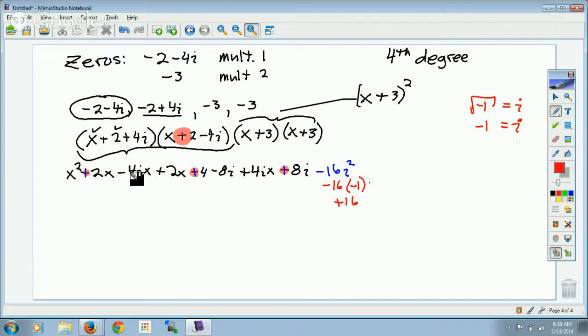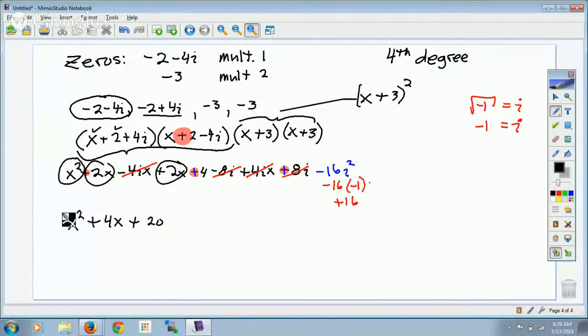The negative 4ix cancels with the positive 4ix. Bye-bye. And the negative 8i cancels with the positive 8i. Bye-bye. All the i stuff should disappear. What is left? Well, there's an x squared. Got that. Plus 2x, and another plus 2x is plus 4x. Got that. What else is not gone? Let's see, we got a 4 here. Everything else is canceled until the 16, so I get a plus 20.